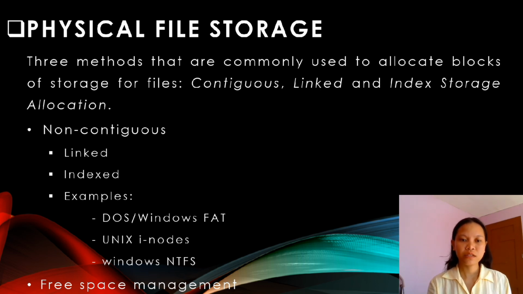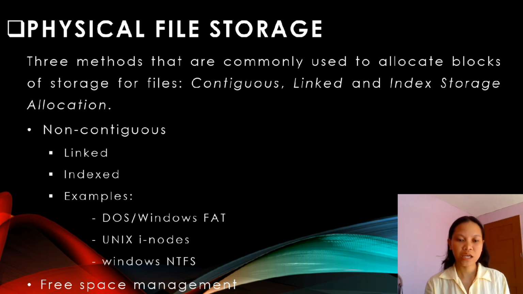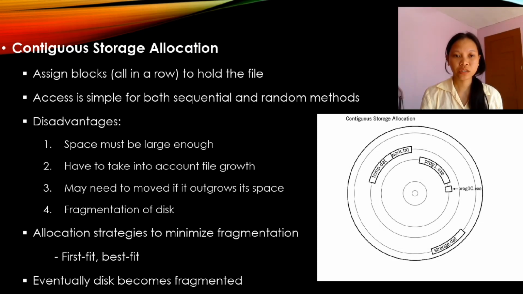There are three methods that are commonly used to allocate blocks of storage for files: contiguous, linked, and indexed storage allocation. Non-contiguous includes linked and indexed. Examples are DOS, Windows FAT, Unix inode, Windows NTFS, and free space management. Contiguous storage allocation assigns blocks all in a row to hold the file. Access is simple for both sequential and random methods.